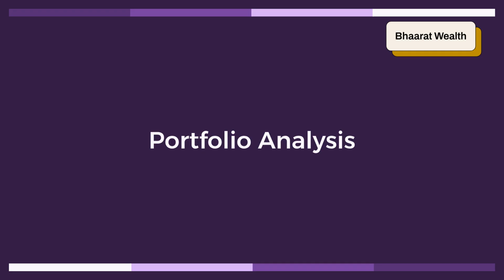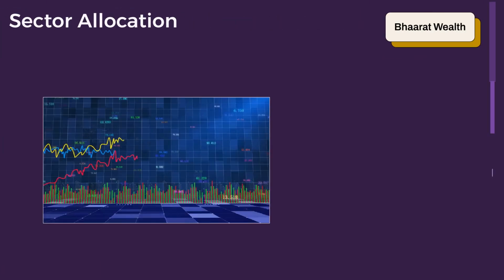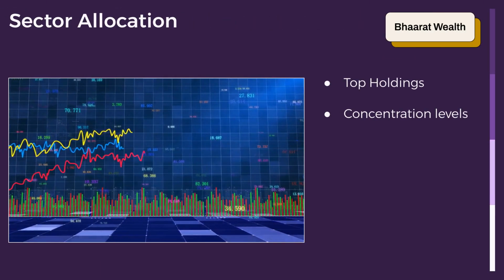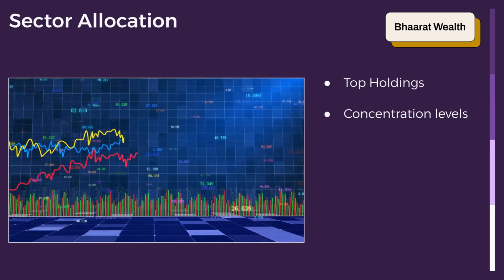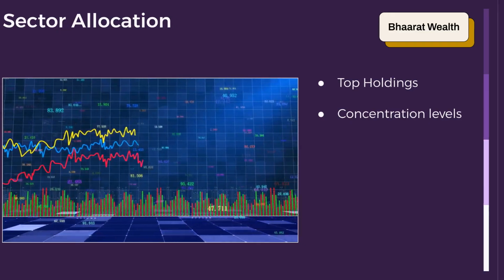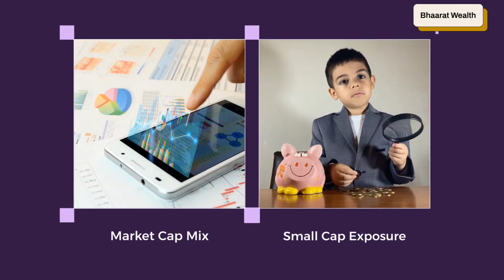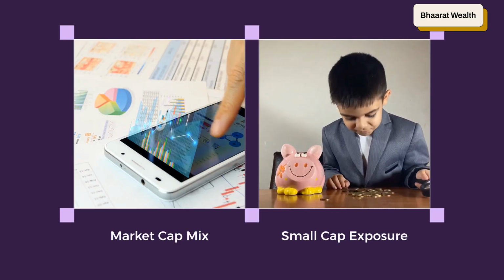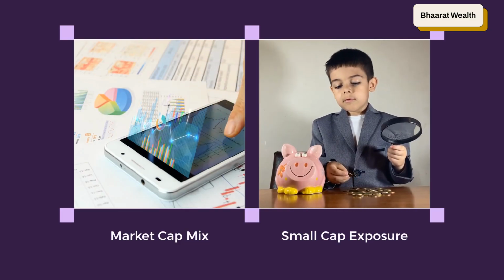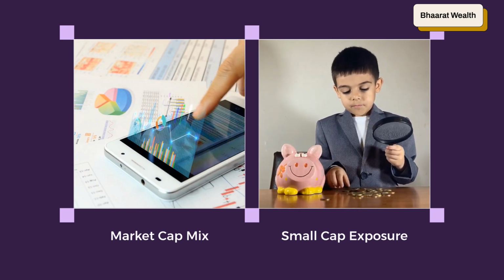Next, let's look under the hood at what the fund actually holds, which is the portfolio analysis. Review the fund's sector allocation to understand where the money is invested. Check the top holdings to ensure you are comfortable with the stocks and the level of concentration. Understand the market capitalization mix, how much is allocated to large cap, mid cap, and small cap stocks. This directly impacts the risk and return characteristics of the fund.